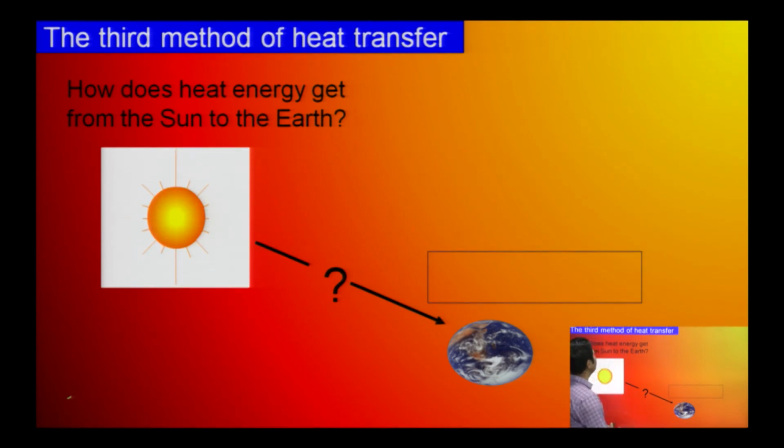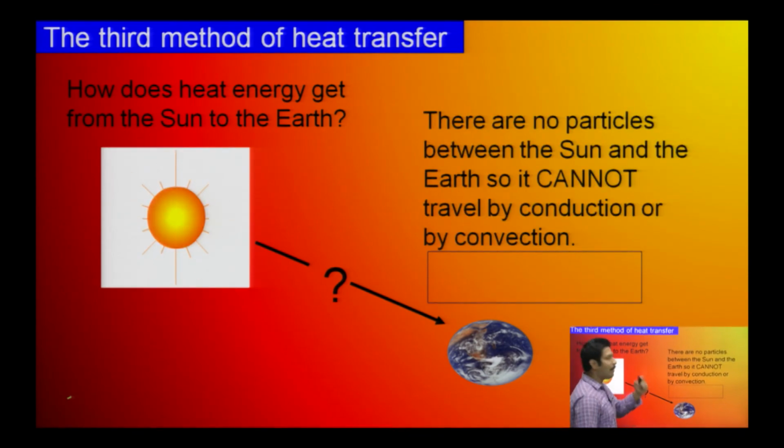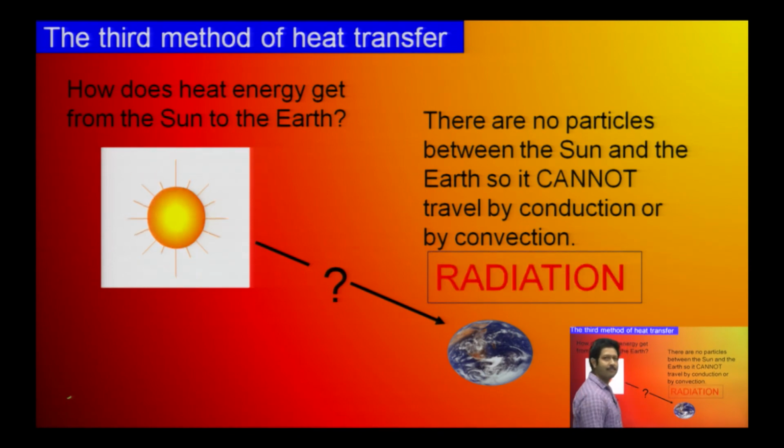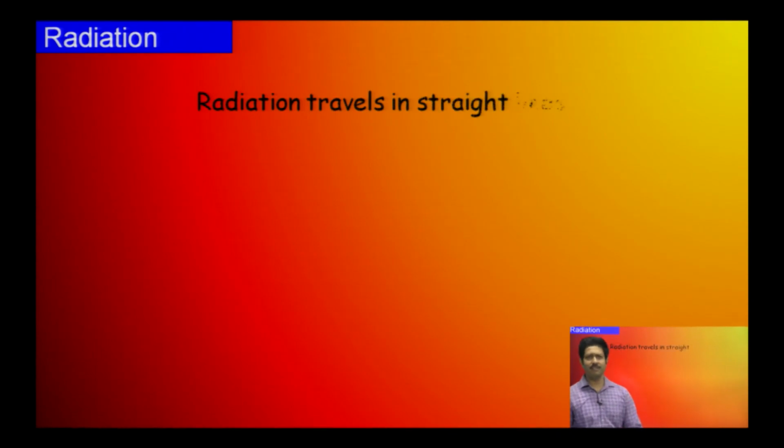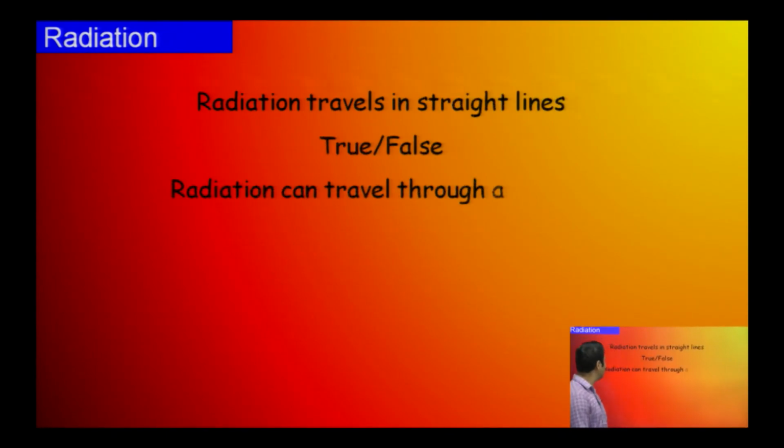Now let's come to the third method of heat transfer. How does the heat energy get from the sun to the earth? This is a very important concept. There are no particles between the sun and the earth, so it cannot travel by conduction or convection. So by what method does it travel? It travels by radiation. Okay, very important thing. This is short wave radiation. When it enters the earth's atmosphere, it will be long wave radiation, and we will discuss it in the radiation slides.